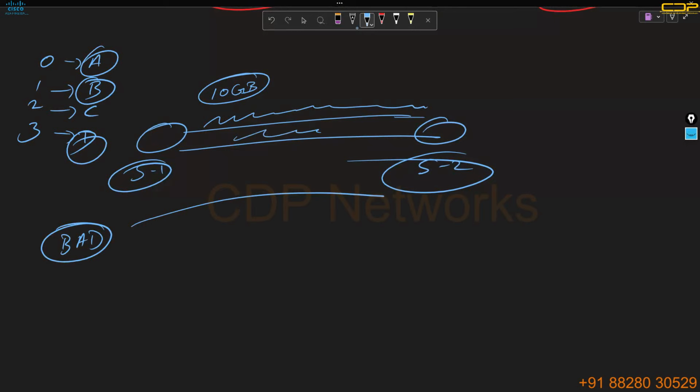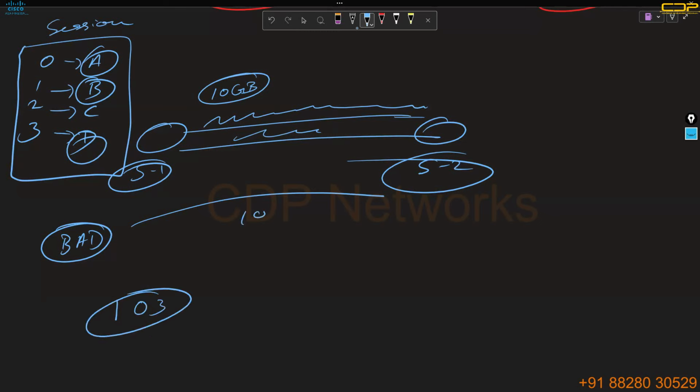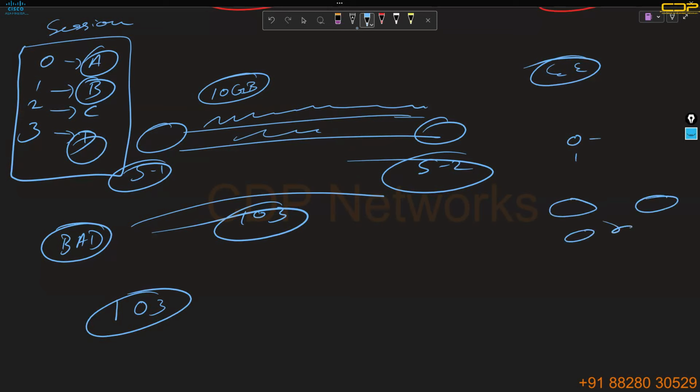With the help of this, which we usually call a session key, how will my data go? It will go like this. B stands for 1, A stands for 0, and D stands for 3. So my data will go like this: 103. If you have taken a competitive exam, there you usually have things like this: 0 belongs to this, 1 belongs to 2. They will give you some options. Find the correct answer.